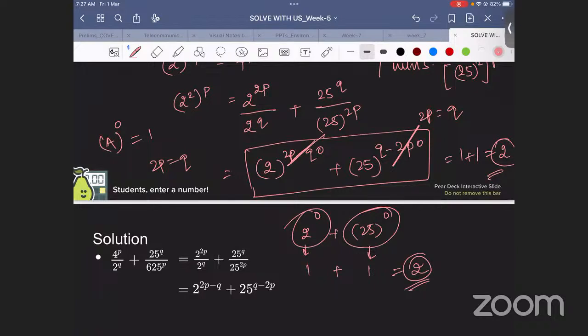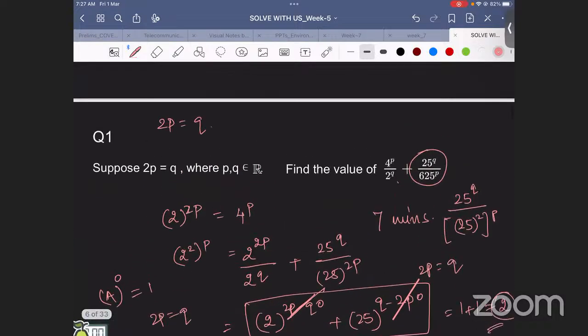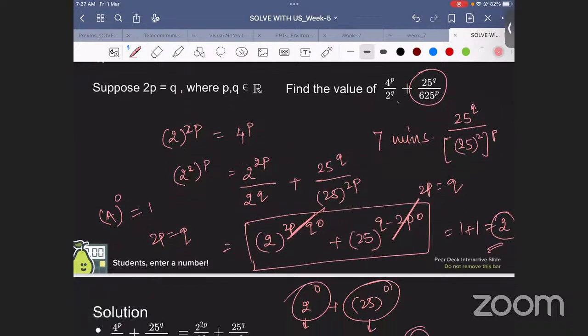Is it clear? Sir, I have a doubt. We are using the a power m by a power n formula, right? It's equal to a power m minus n. But we are not sure whether m is greater than n or m is less than n. I mean, we are not sure whether 2p is greater than q.